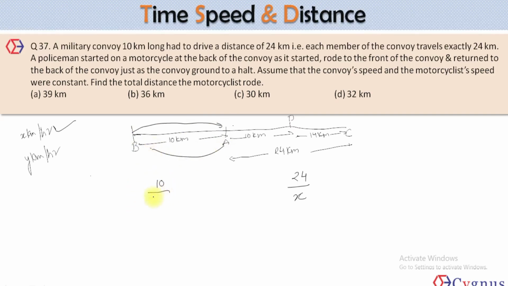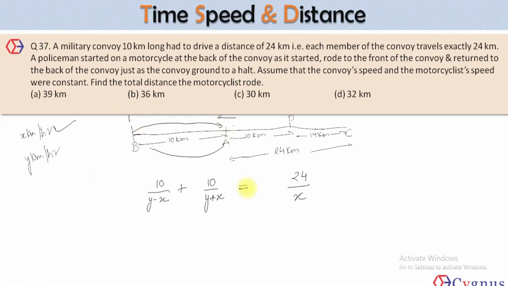In this case, convoy and policeman both are moving in the same direction, so their relative speed would be y minus x. And while coming back from the start of the convoy till the end of the convoy, again policeman will cover these 10 kilometers together with convoy. At that time the relative speed will become y plus x. So this is the total time taken by policeman from the end of the convoy to the start of the convoy and again back to the end of the convoy.